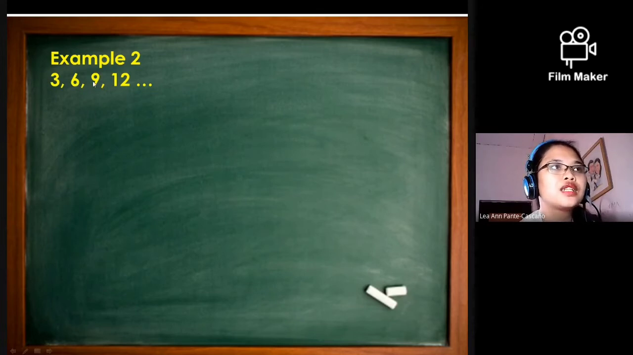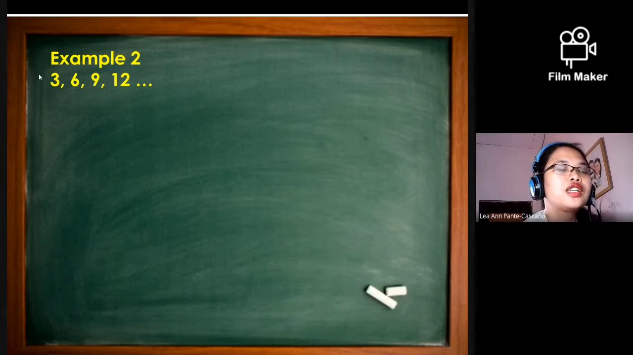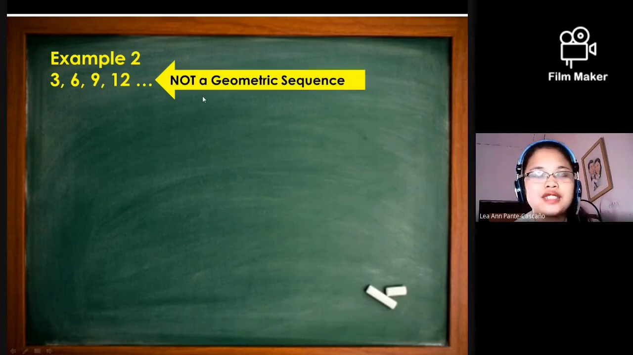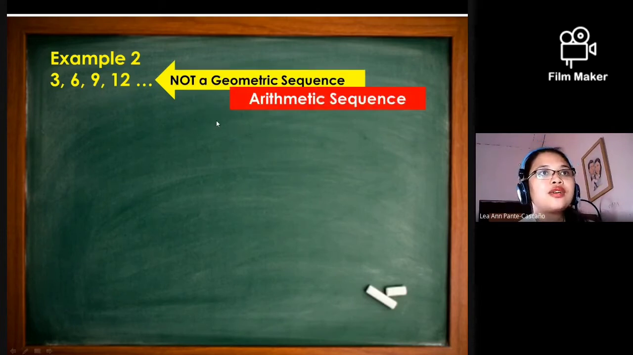Ang problem dito, hindi naging 12 yung third term. So, ibig sabihin po, hindi yun common ratio. Ano po kayang klaseng sequence ito? Kung mapapansin natin, para makuha yung sunod na term, we simply add. Diba? Nag-add lang tayo. 3 plus 3 is 6, plus 3 is 9, plus 3 is 12. Therefore, this is not a geometric sequence. Ang tawag po natin sa sequence na to ay arithmetic sequence.